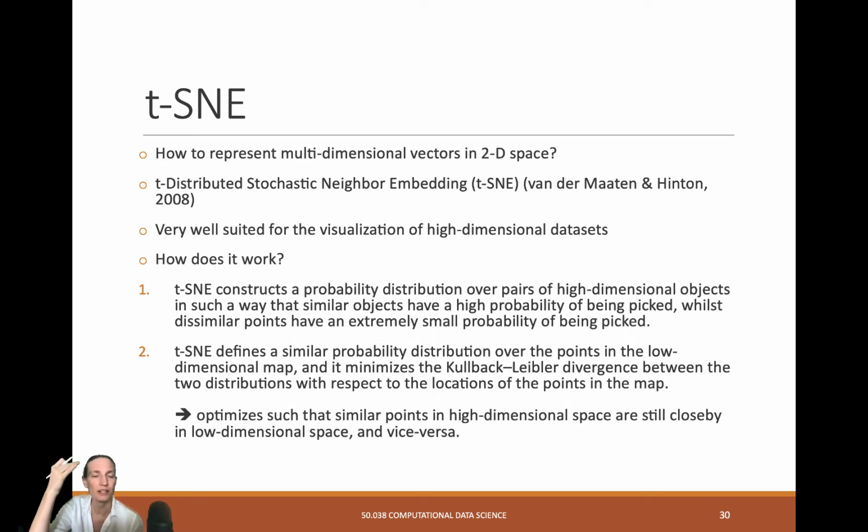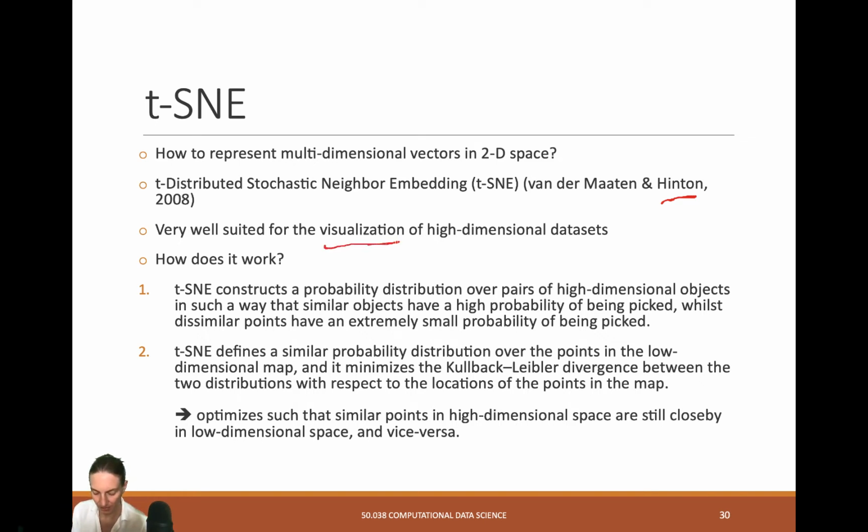So there's a technique that you'll see is very often used in neural networks and word embeddings. It's called t-SNE, or t-distributed stochastic neighbor embedding. It was developed in 2008. You see one of the big names occurring here, but Van der Maaten was the guy who led this development. So it's really well suited for the visualization of high-dimensional data sets.